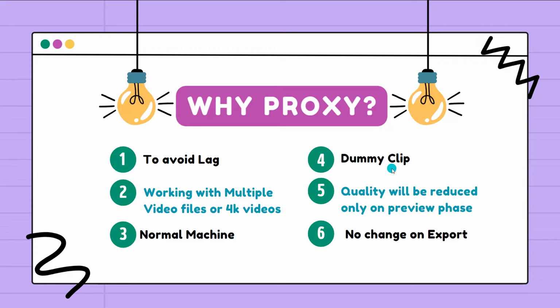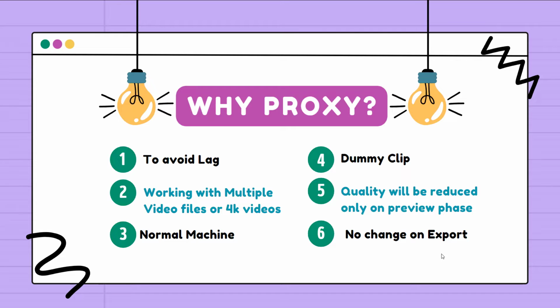A proxy is nothing but a dummy clip with reduced quality and size. The quality will be reduced only in the preview phase. When we create a proxy, it reduces the size of the dummy clip so that we do all the editing on the dummy clip, and once you export, it will have the original content, without any low resolution. So in the end you'll have the same output content that you imported, and only in the editing phase will you see the reduced-quality dummy clip.